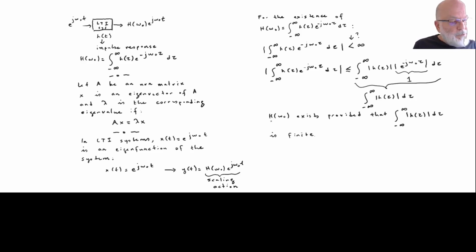In other words, when we have a linear time-invariant system and a complex exponential signal as the input, the output is a complex exponential signal multiplied by a constant, but that constant is obtained in terms of an integral expression, and that integral exists provided that the impulse response is absolutely integrable.